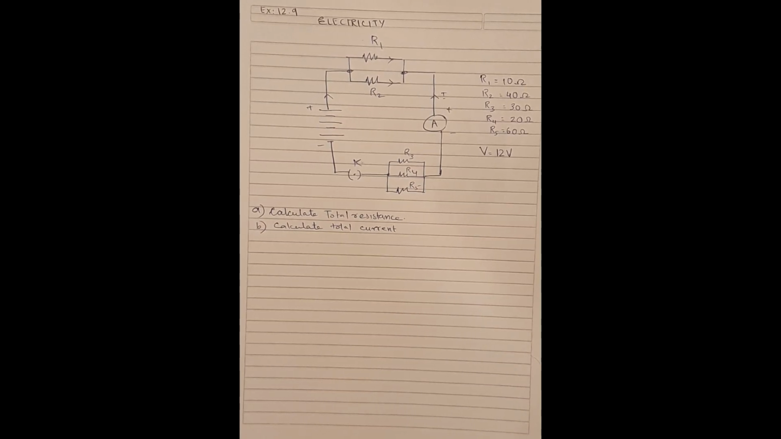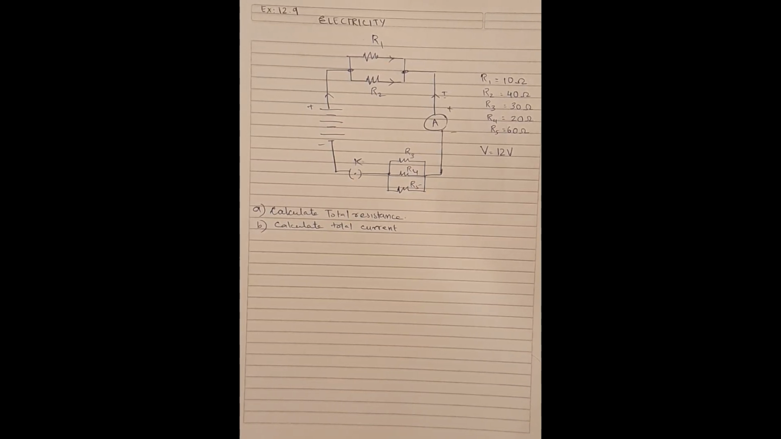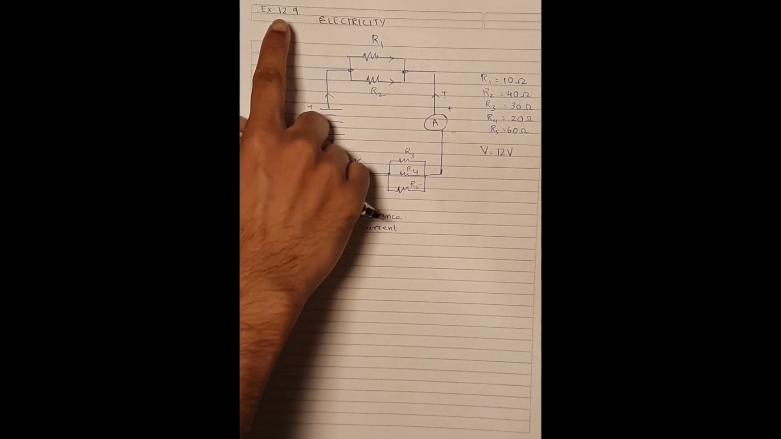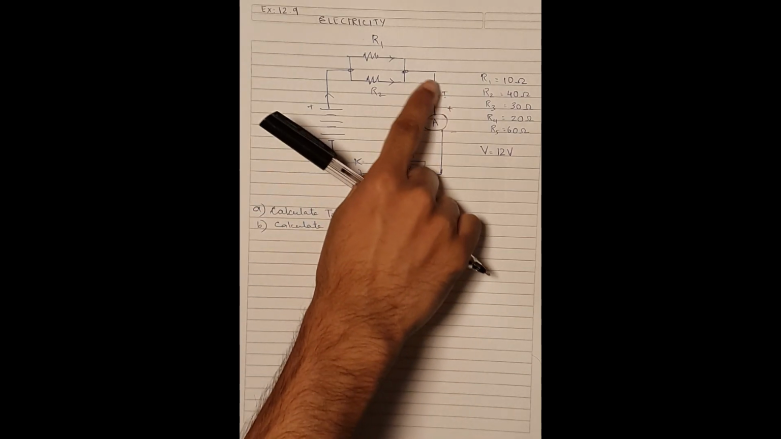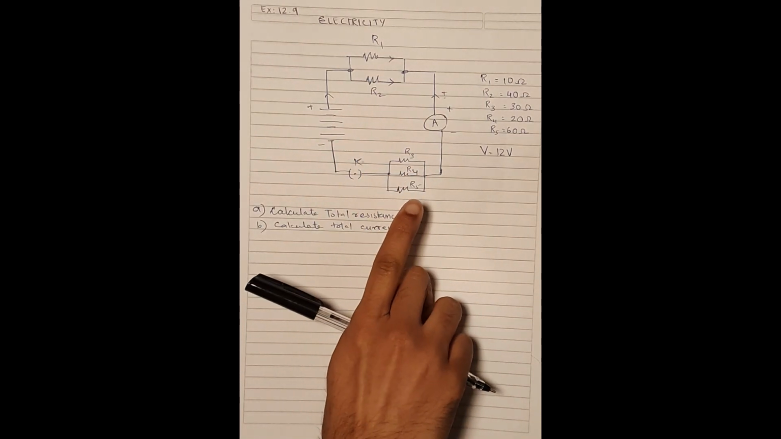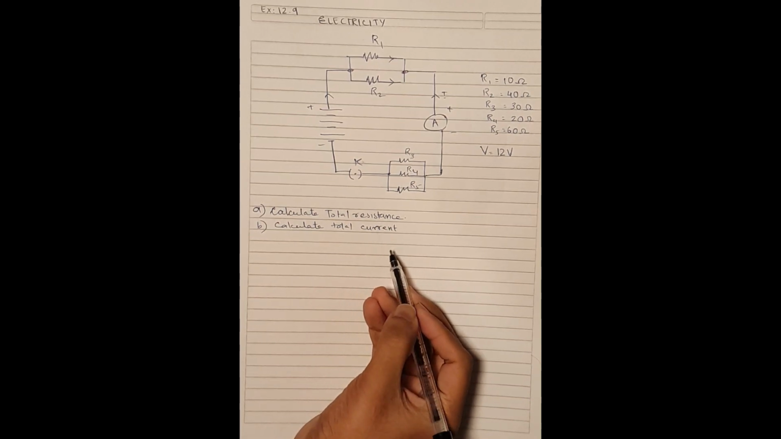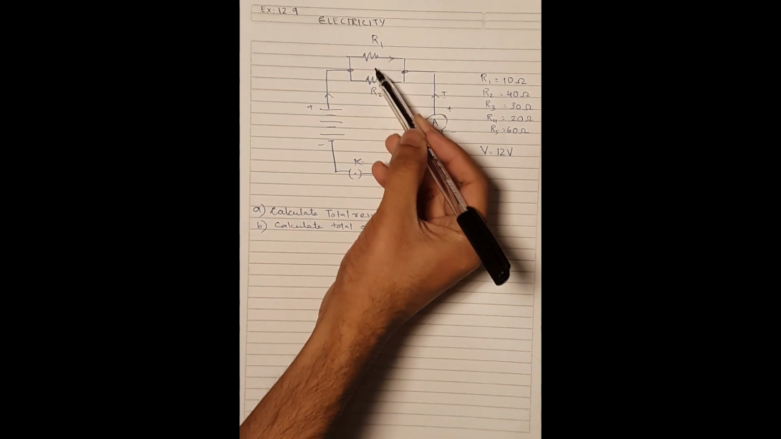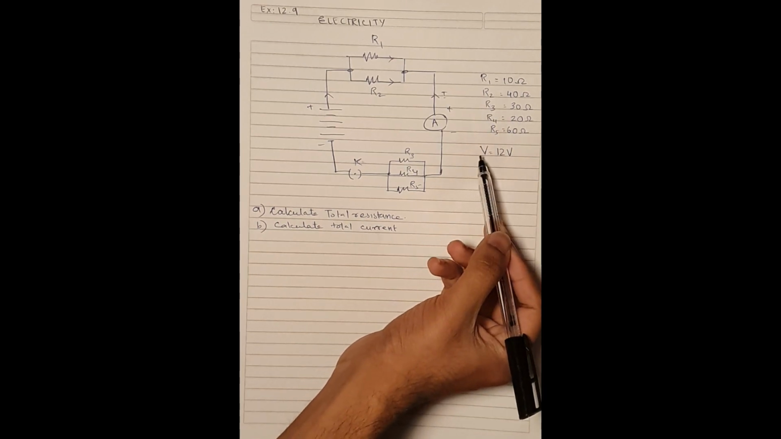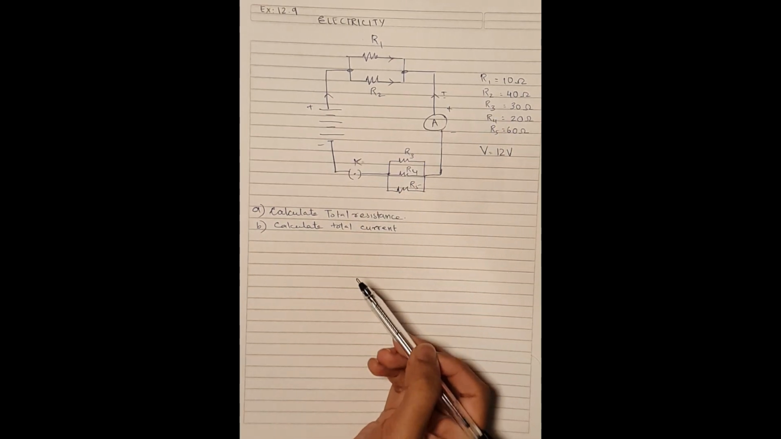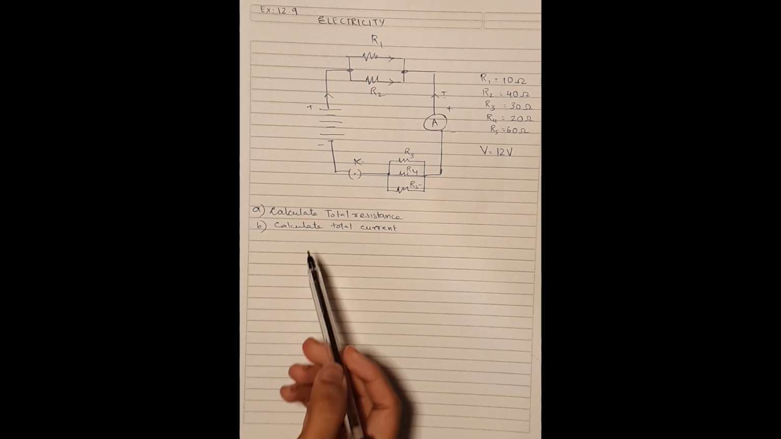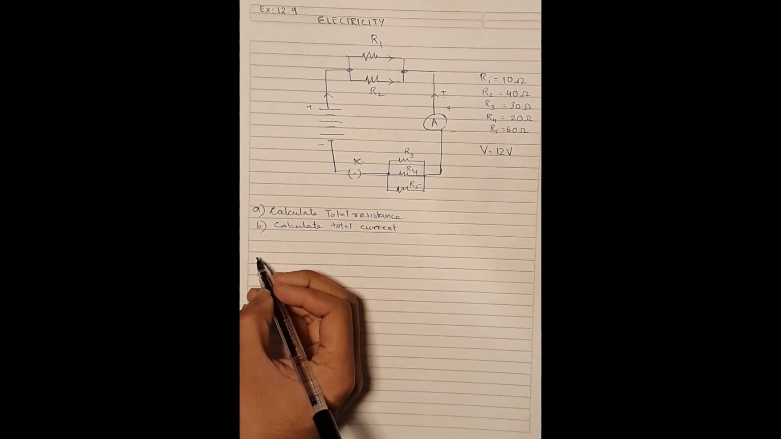Hello everyone. In this video we will be solving an electricity problem from class 10, and this is example 12.9. We are given a circuit and we are told to calculate the equivalent total resistance and the total current. So we are given 5 resistances with their values and the voltage across the circuit. So first let's calculate the total resistance.